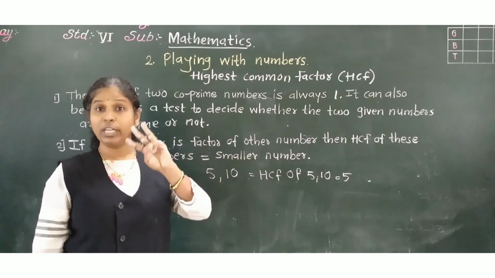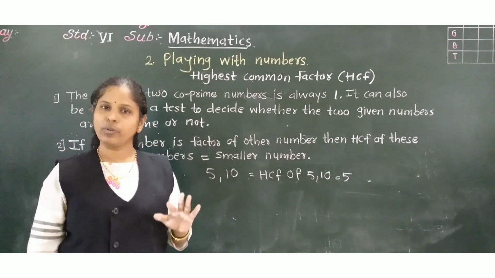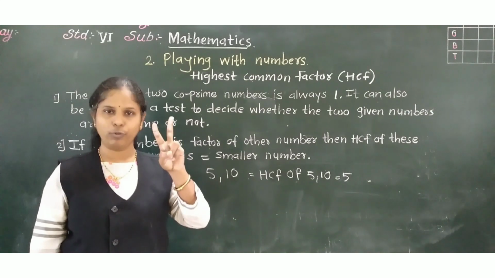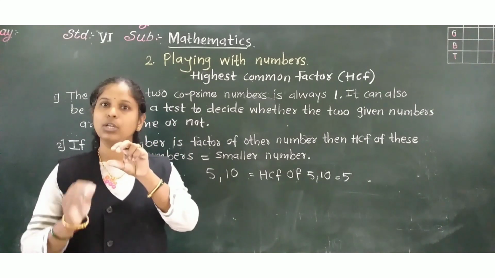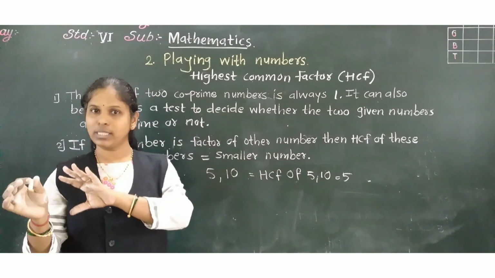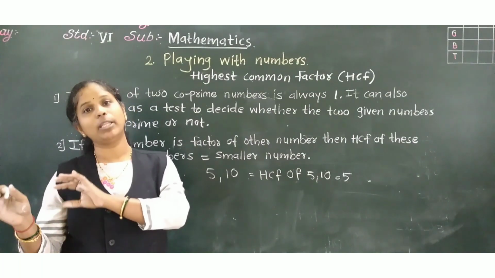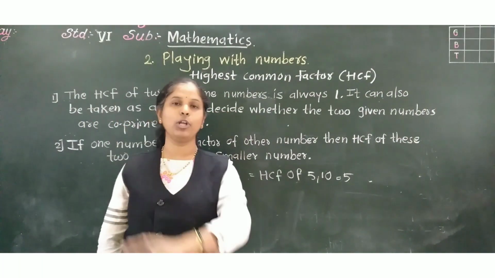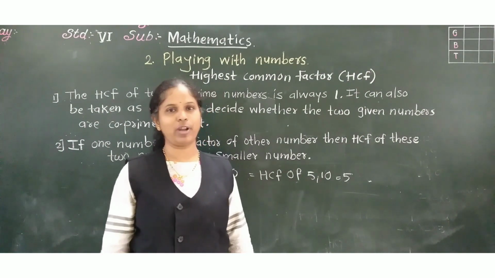Now I showed you how to find the HCF of two numbers by the division method. If three or more numbers are there, then how to find it? First find the HCF of two numbers. Then with whatever answer you get, take the third one and find the answer. The final answer is the HCF of all the given three numbers. In this way we have to find it.